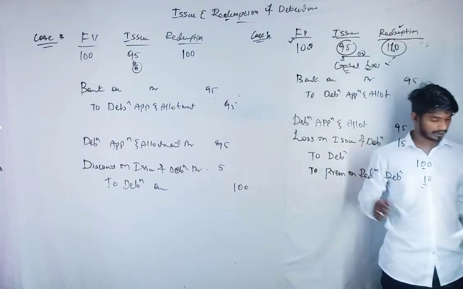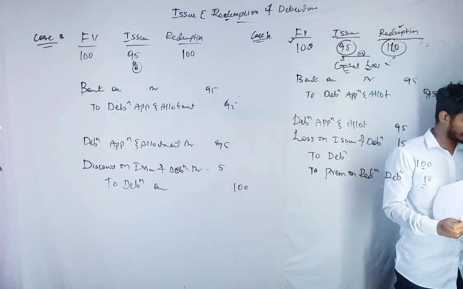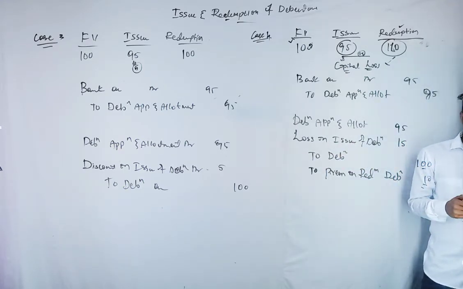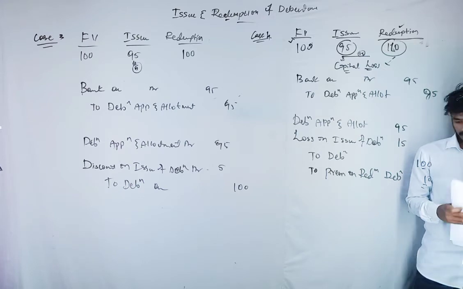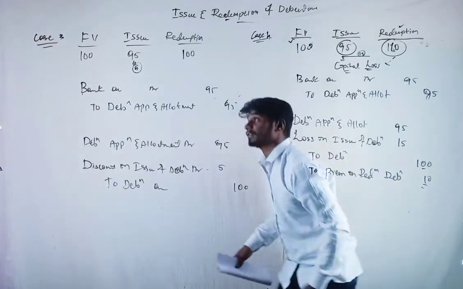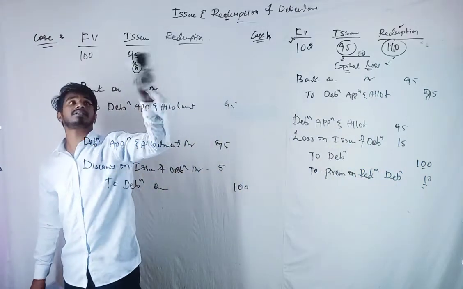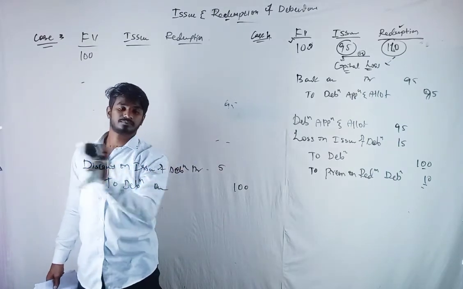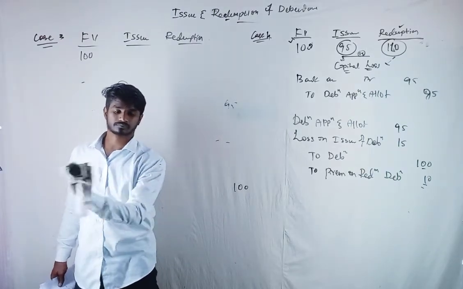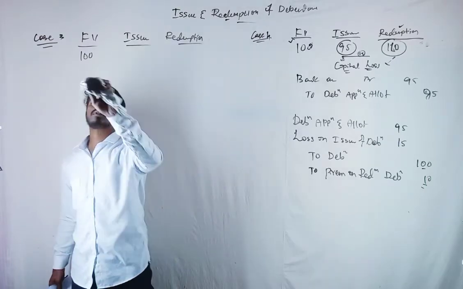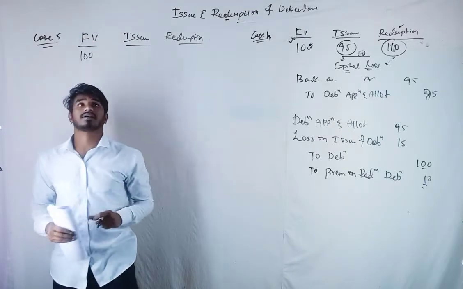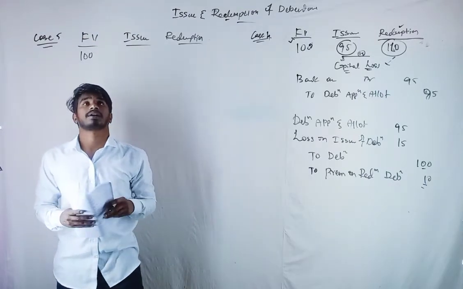Let us move to case number 5. Take down these both. Yes, case number 5 is very simple. Should move quickly. Case number 5, right? Issued, okay.